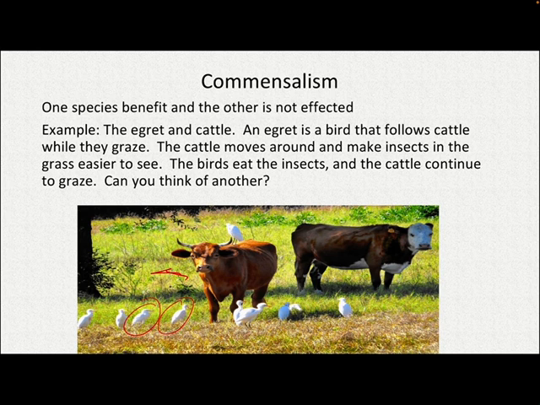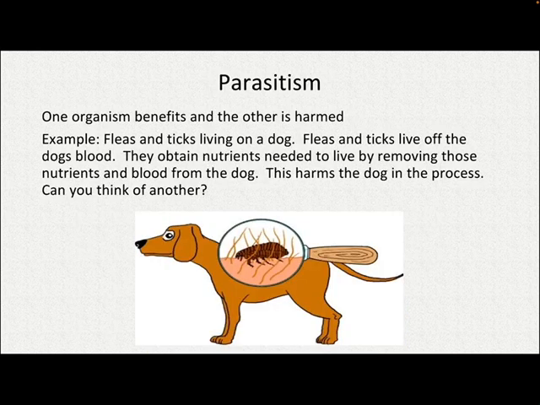It's commensalism because the cattle are going to graze no matter what. They don't care about the birds. They walk around and eat no matter what. So the birds just are taking advantage of this situation. But the cattle get nothing out of it. Okay? Commensalism. The next one is parasitism, right? That's the last one we learned.